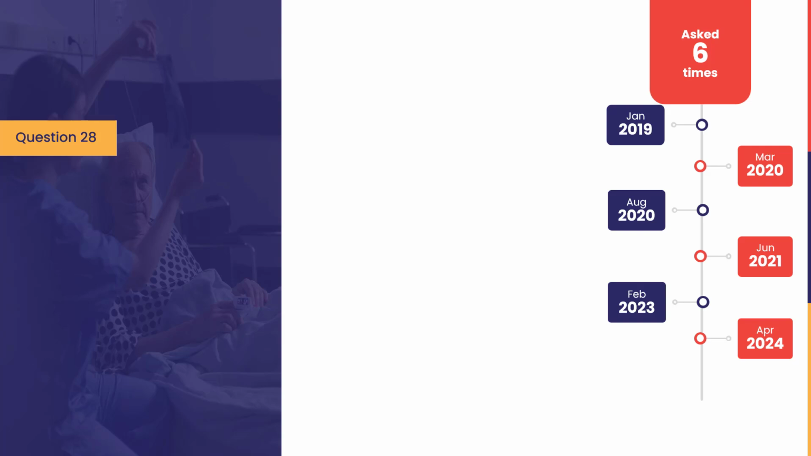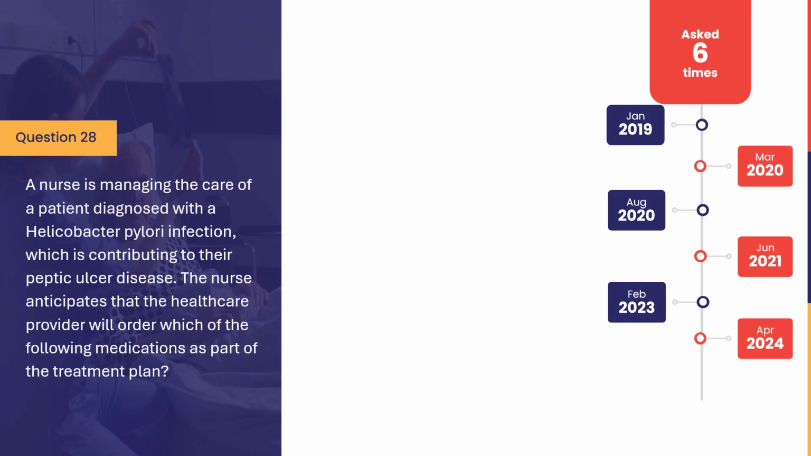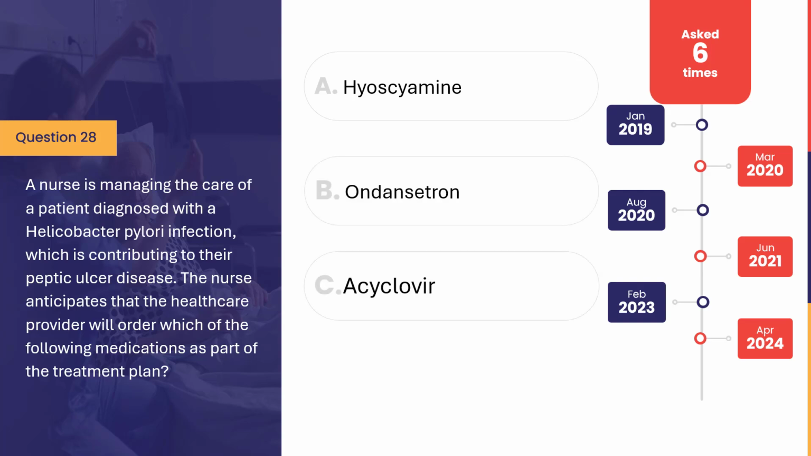A nurse is managing the care of a patient diagnosed with a Helicobacter pylori infection, which is contributing to their peptic ulcer disease. The nurse anticipates that the healthcare provider will order which of the following medications as part of the treatment plan. A. Hyoscyamine. B. Ondansetron. C. Acyclovir. D. Clarithromycin. The correct answer is D.